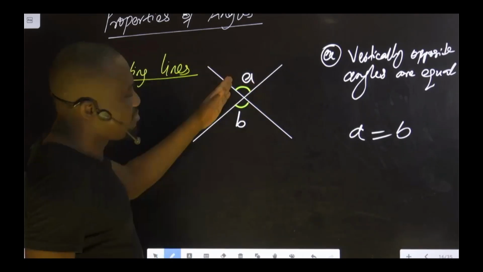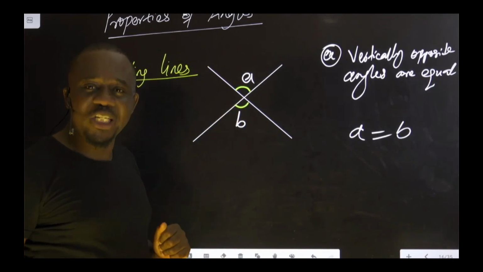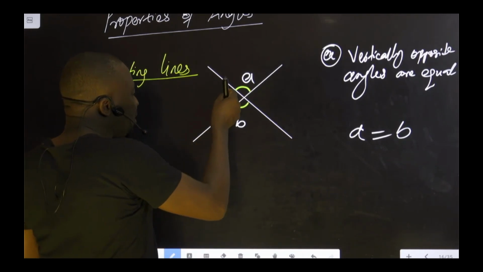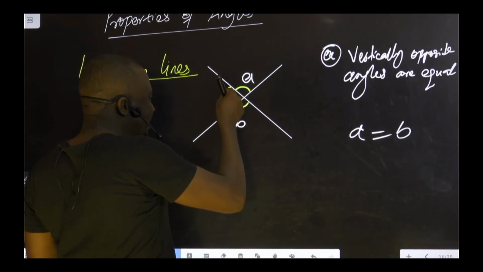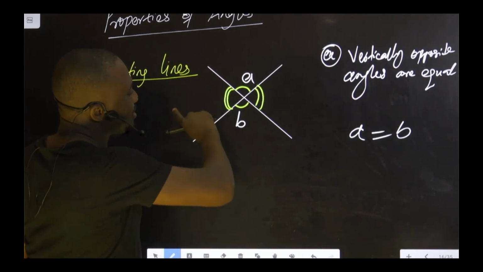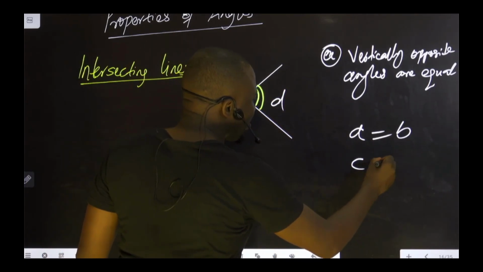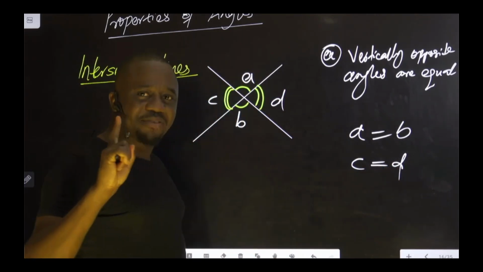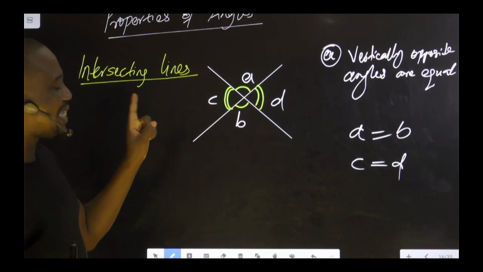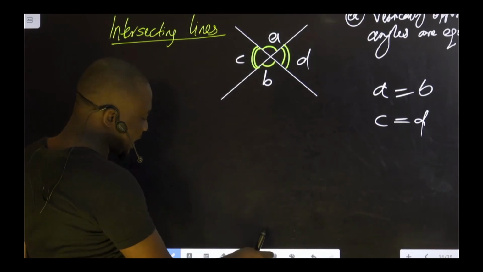So if, for instance, here is 100 degrees, this other side is also 100 degrees. Also, this other side is vertically opposite to this other side, so they are equal. If this is C and this is D, we say C is equal to D. That is the first property as per intersecting lines.